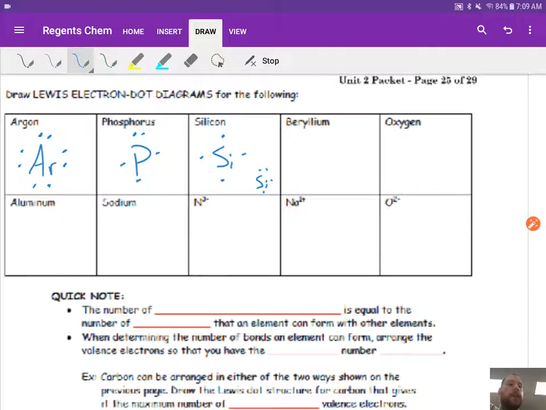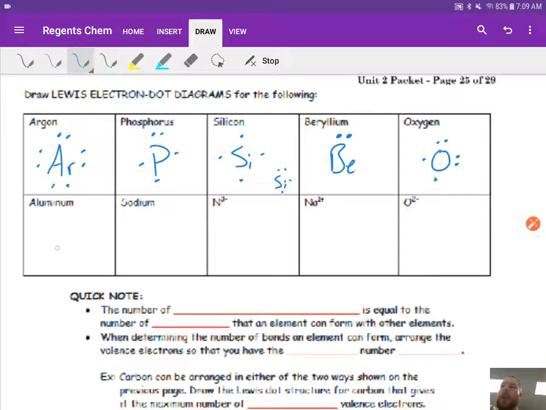All right, beryllium. Beryllium, guys, those group 2s like that, make sure you have them together again because the S is filling in first. Oxygen, 1, 2, 3, 4, 5, 6. Aluminum's going to have 3. 1, 2, 3. Sodium, he's got 1.